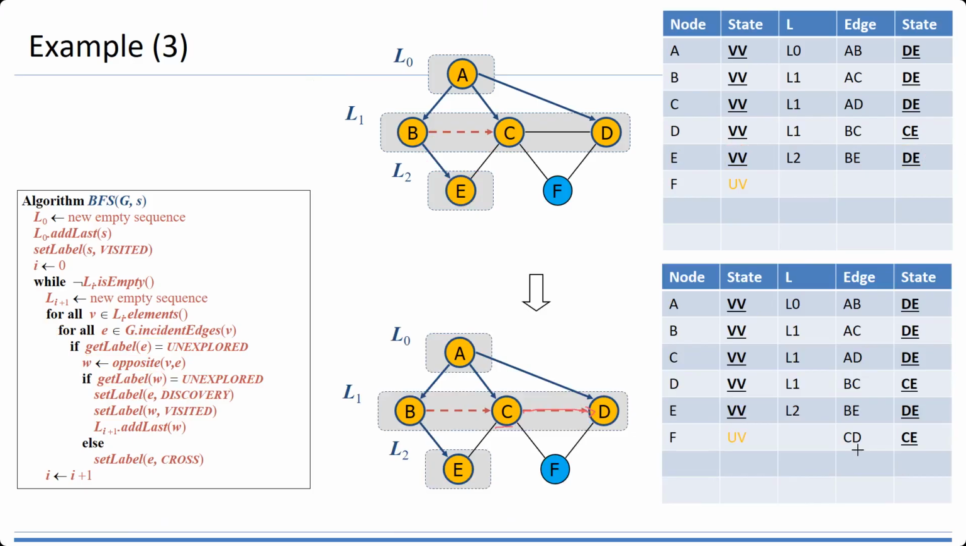CD originally it is unexplored. So we want to get the opposite of C. The opposite of C is D. So I want to check what is D. Is D unexplored? D already visited. Then because D already visited, we go to the cross. So the edge from C to D, edge CD, is the cross edge.